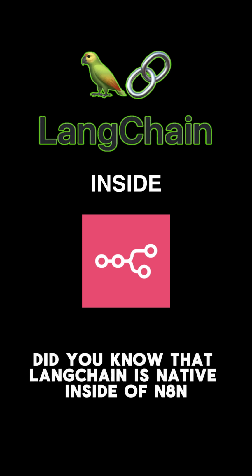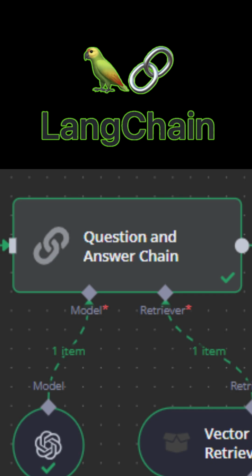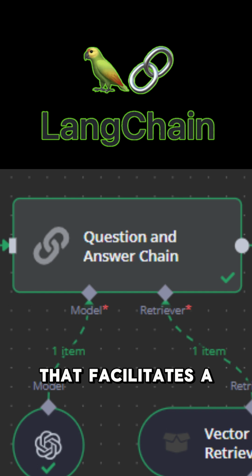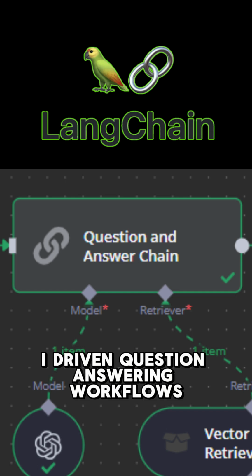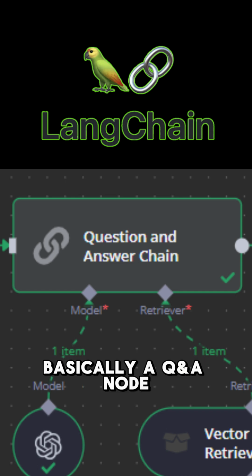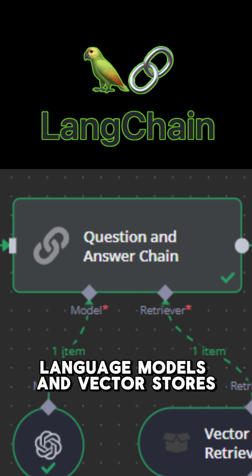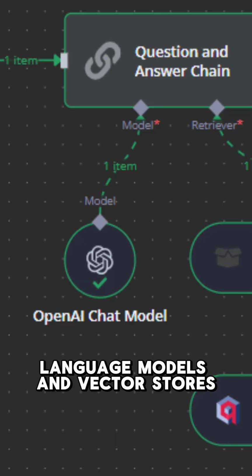Did you know that LangChain is native inside of n8n? For example, this question and answer chain is a LangChain node that facilitates AI-driven question answering workflows. Basically a Q&A node, if you will, that will connect to different language models and vector stores.